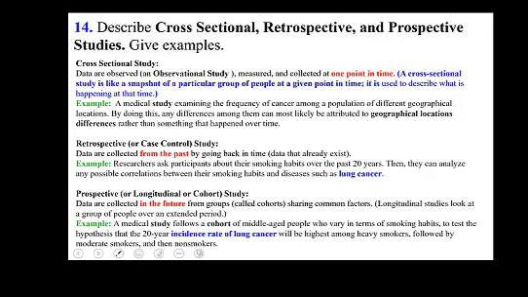Prospective or longitudinal or cohort study. Data are collected in the future from groups called cohorts, sharing common factors. Longitudinal studies look at a group of people over an extended period. Example, a medical study follows a cohort of middle-aged people who vary in terms of smoking habits to test the hypothesis that the 20-year rate of lung cancer will be higher among heavy smokers. So, in short, we have the present, cross-sectional; past, retrospective; and future, prospective study.